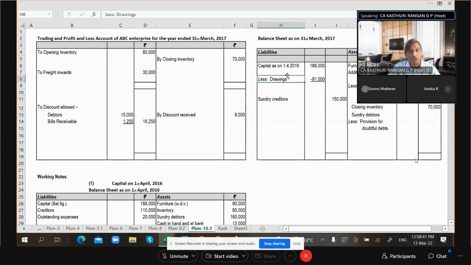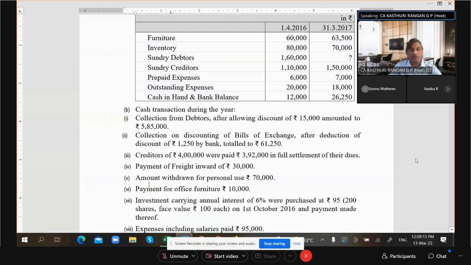You can record the drawing here also. 71. Then there will be additional drawings later that we have to find out. The drawing will be found out later. Total drawings will be 91 in this problem. So drawing also recorded.